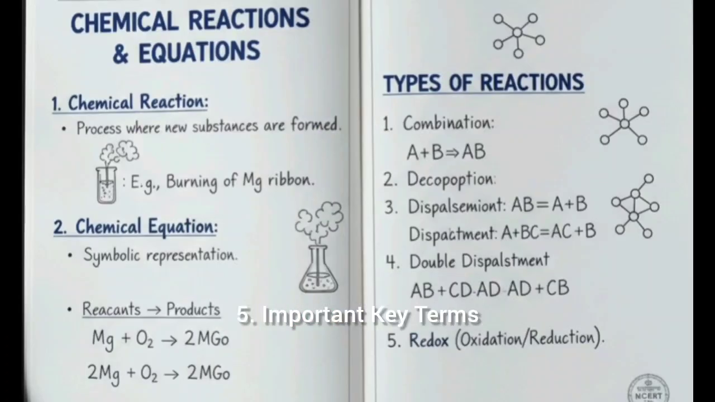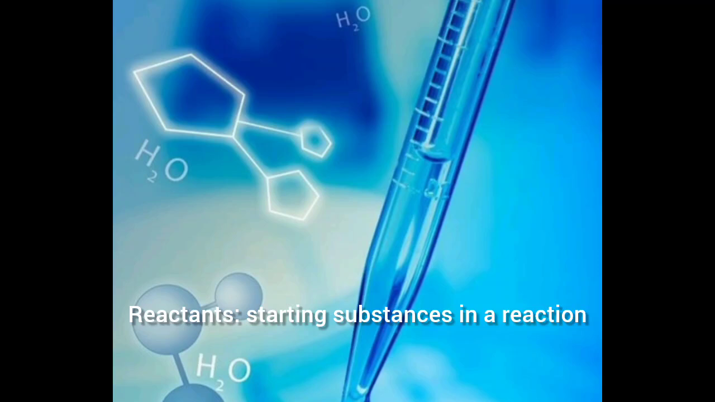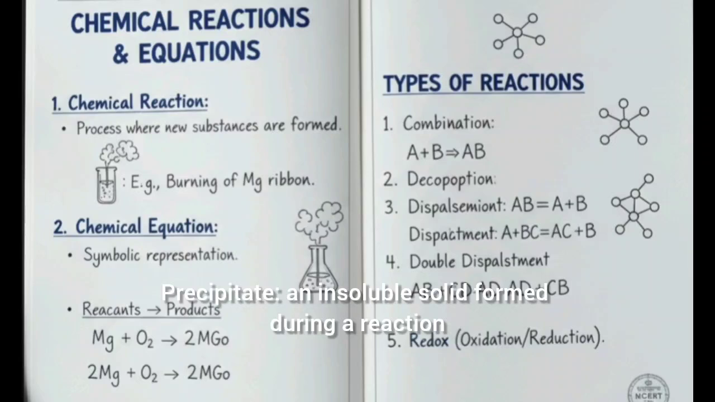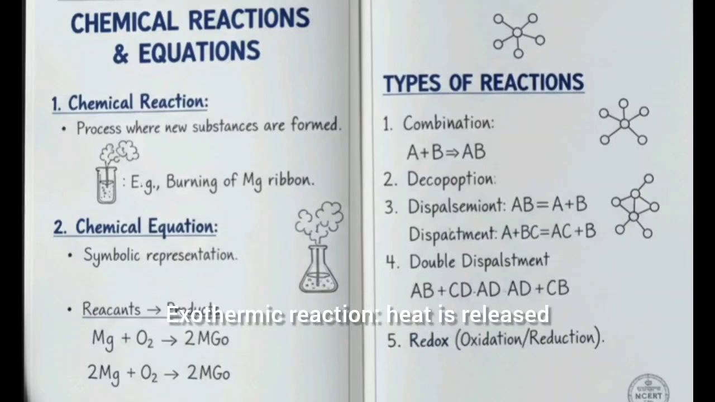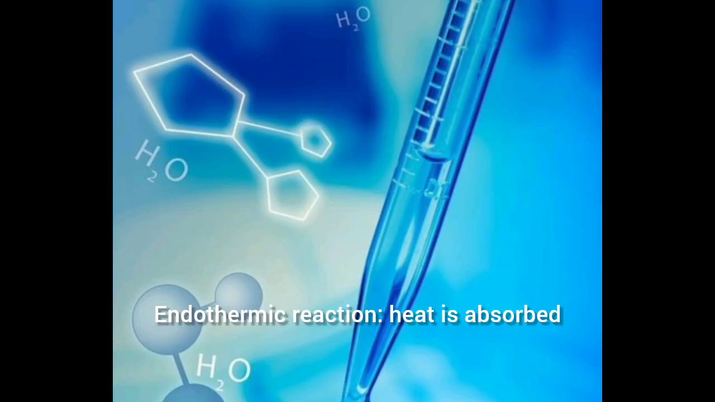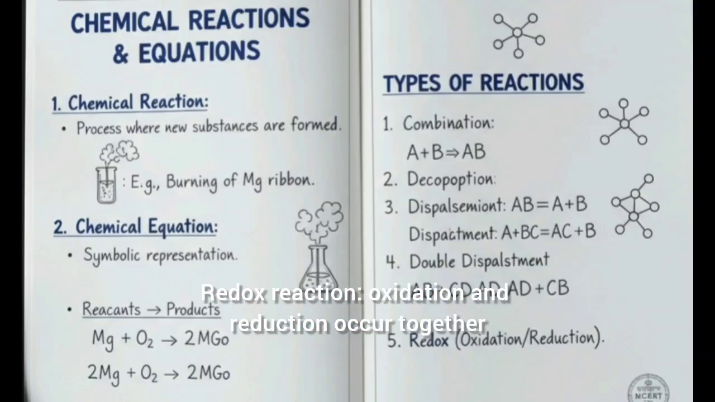5. Important key terms: reactants, starting substances in a reaction. Products, new substances formed. Precipitate, an insoluble solid formed during a reaction. Exothermic reaction, heat is released. Endothermic reaction, heat is absorbed. Redox reaction, oxidation and reduction occur together.